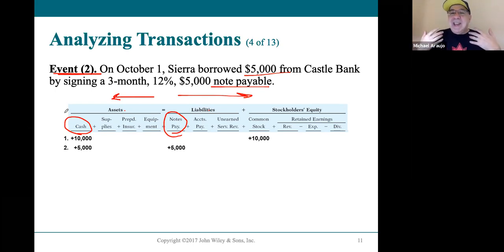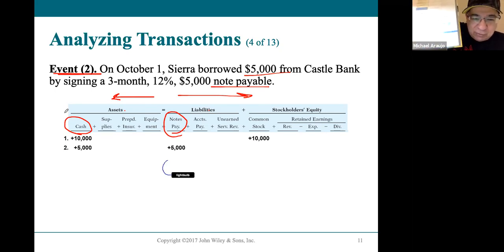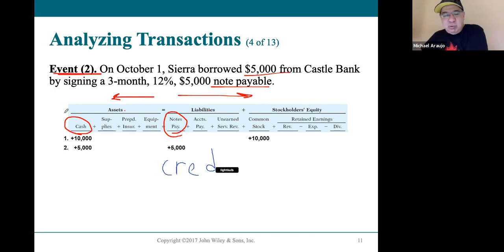But anyway, yes. So remember, you should have that chart in front of you as you are doing this. I don't want you to think that you're going to memorize all this stuff up front. I really just don't. And as I may just put down here, light bulb, we're going to credit the notes payable account by $5,000.